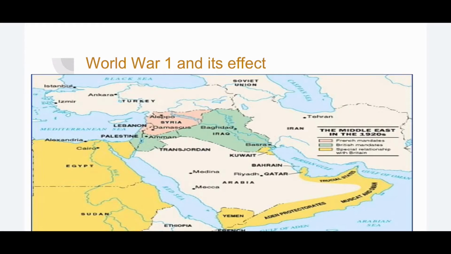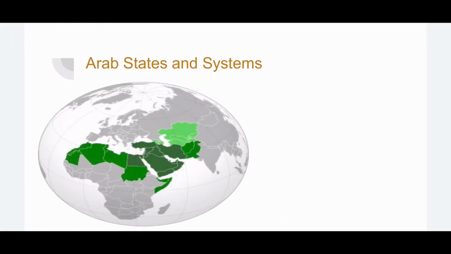They sided with the Germans. They led an Armenian genocide. Many of the British and French forces convinced Arabs to revolt against the Ottomans. And in the end, the empire collapsed. The Ottoman Empire did collapse.